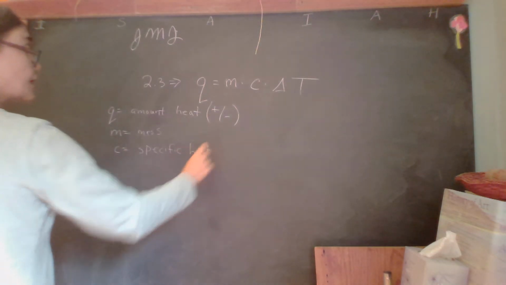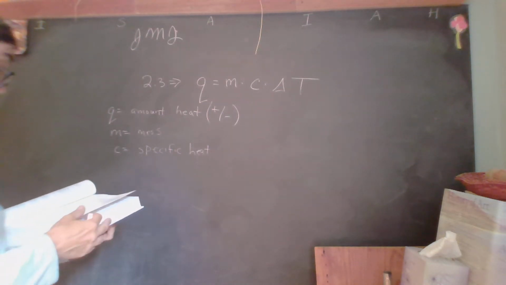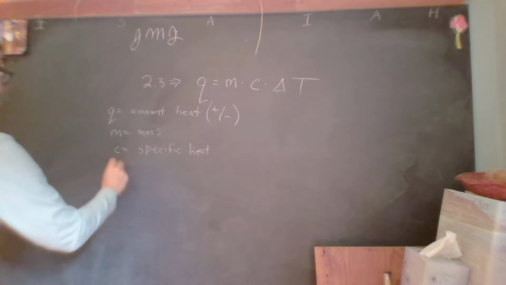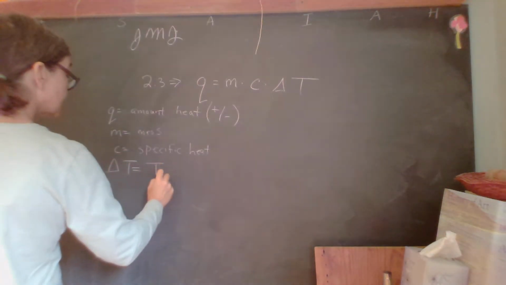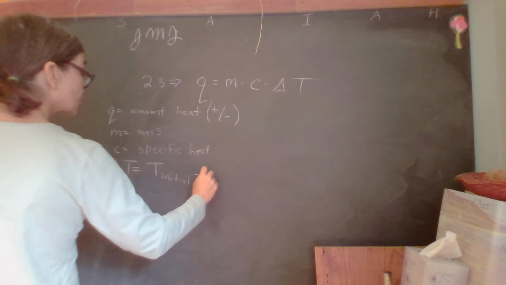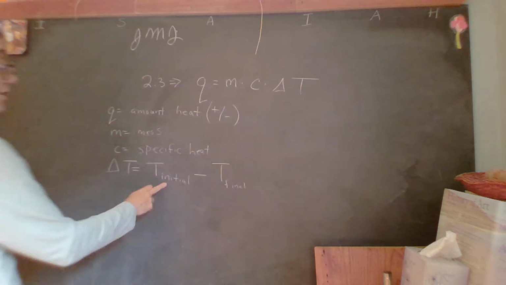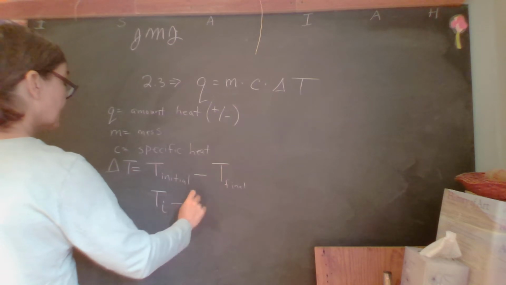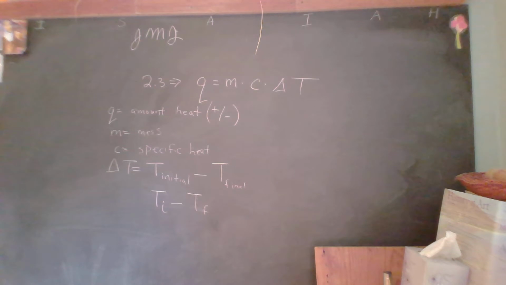So you'll either be told that, or you'll calculate that, or you'll look in a table or something like that. And delta T we find by taking the initial temperature and subtracting the final temperature. So T initial minus T final, which can be written T_i minus T_f. So that's how we solve for delta T.